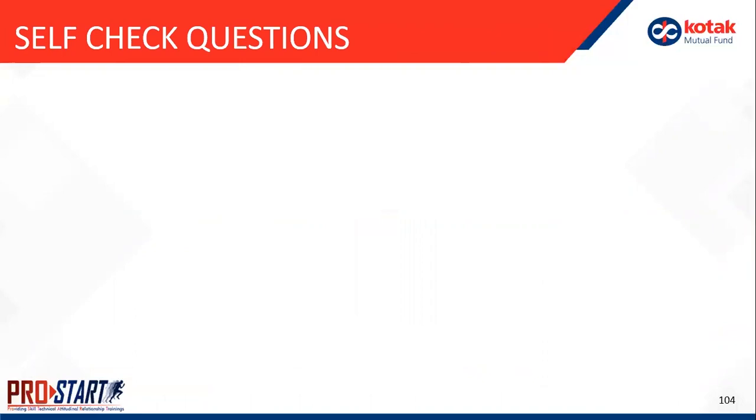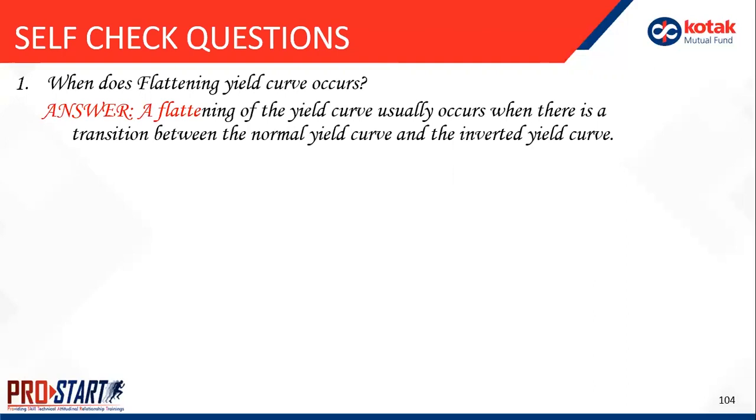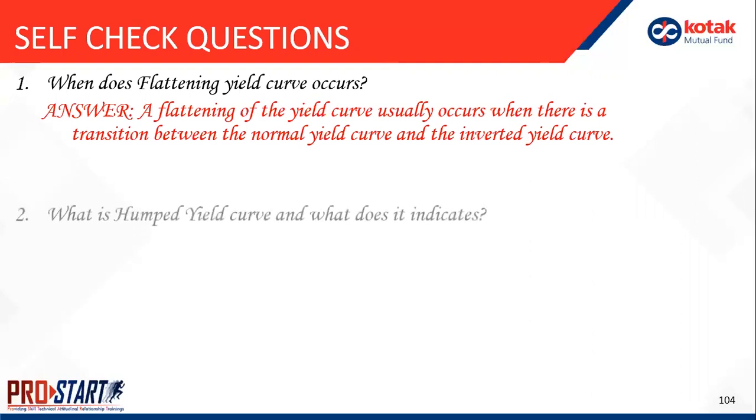Question number 1 coming up. When does flattening of yield curves occur? We discussed this, right? Let's see if your answer is correct. A flattening of the yield curve usually occurs when there is a transition between the normal yield curve and the inverted yield curve. So you're bang on. Let's move to question number 2.